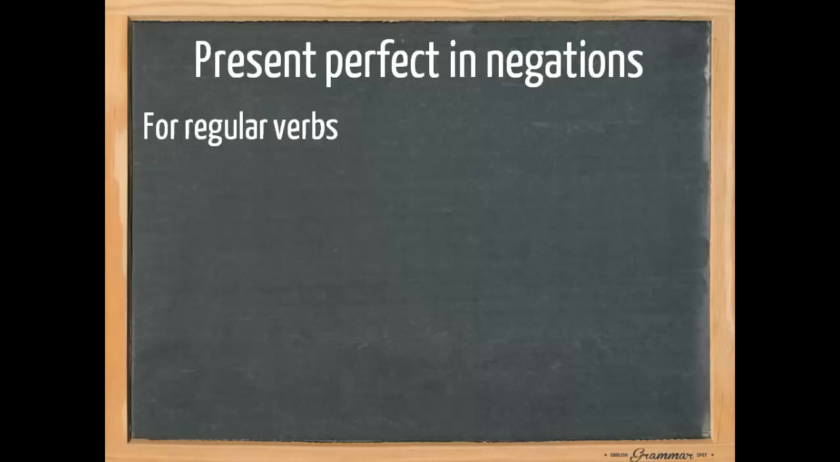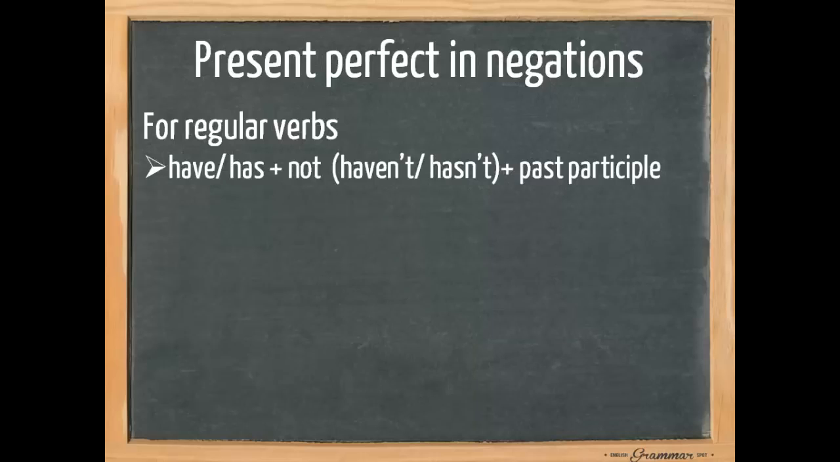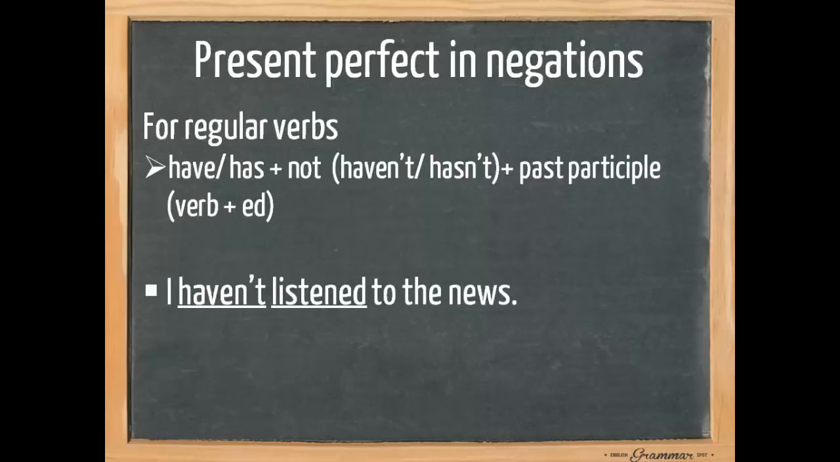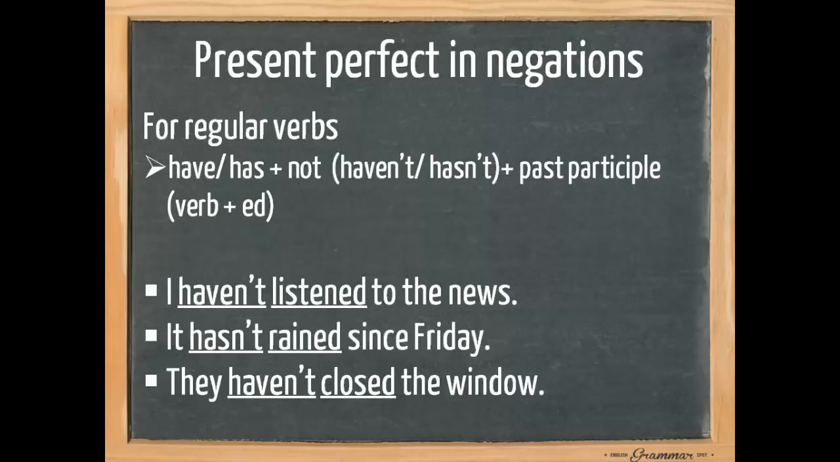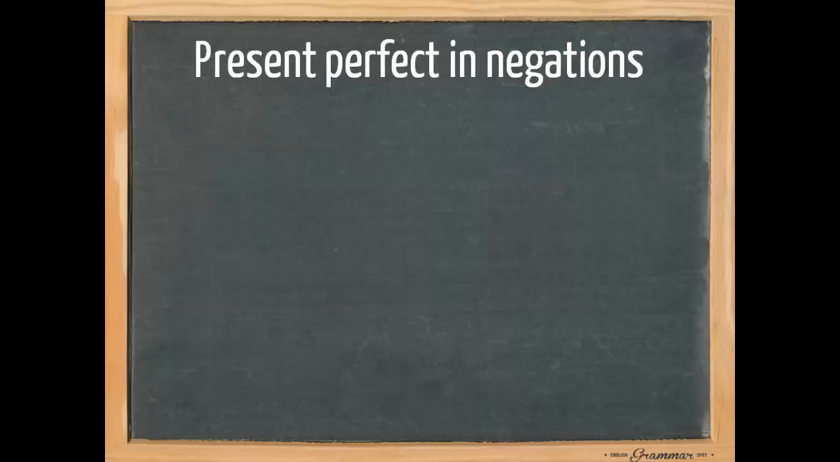For the regular verbs, again the auxiliary verb to have, and we add not, contracting it into haven't or hasn't and the past participle. I haven't listened to the news. It hasn't rained since Friday. They haven't closed the window.